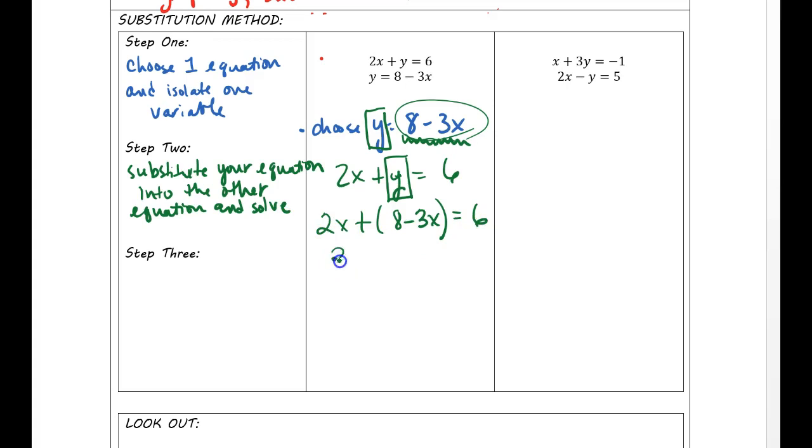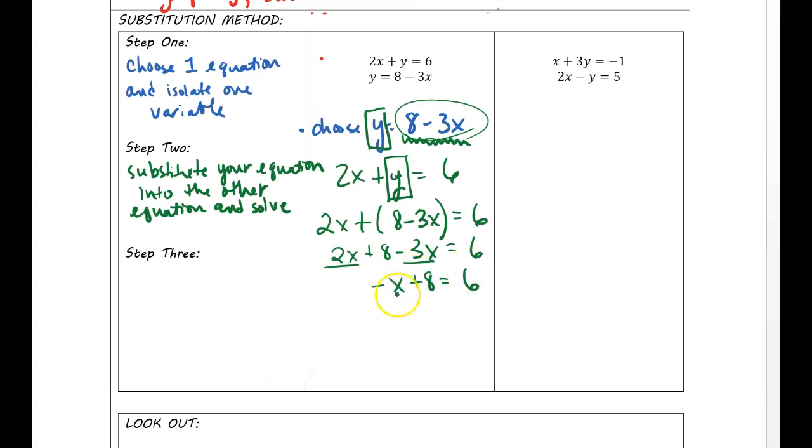Okay, this is 2x plus 8 minus 3x equals 6. I get to drop the parentheses because there's no exponent, there's no multiplier, and now I just solve. So 2x, I'm going to group these together first because they're like terms. So what's 2x minus 3x? That would be a negative x. I recopy the plus 8.